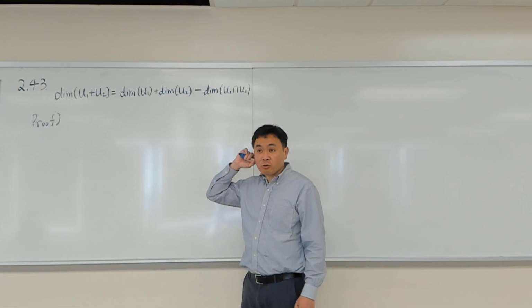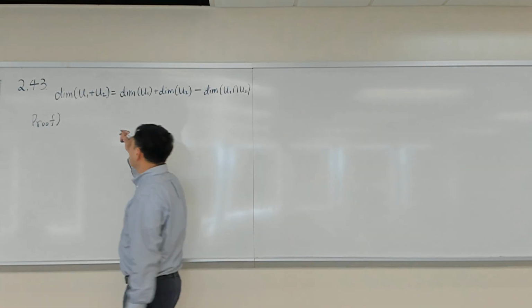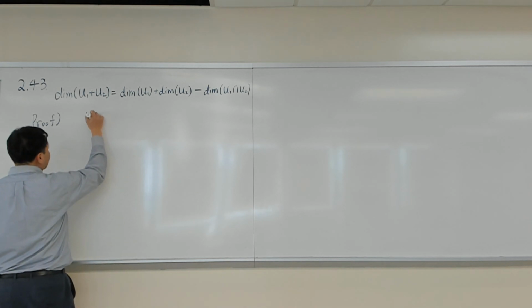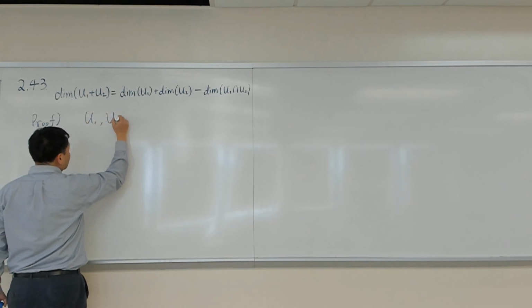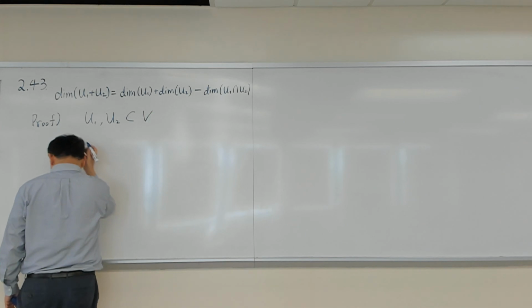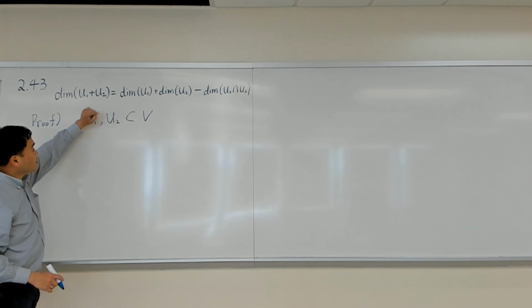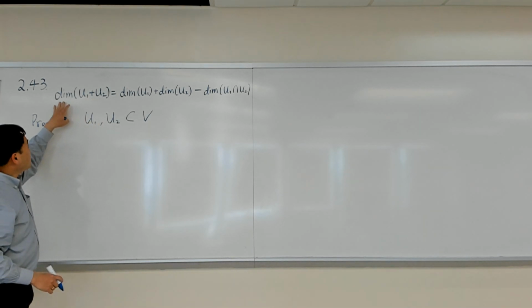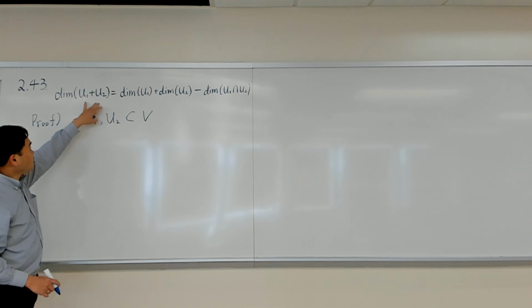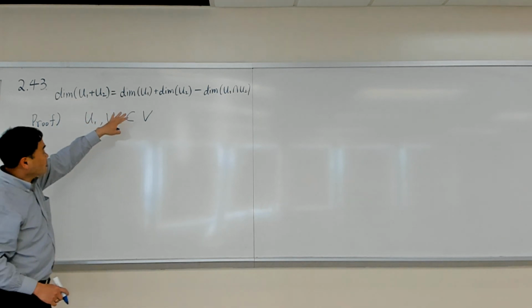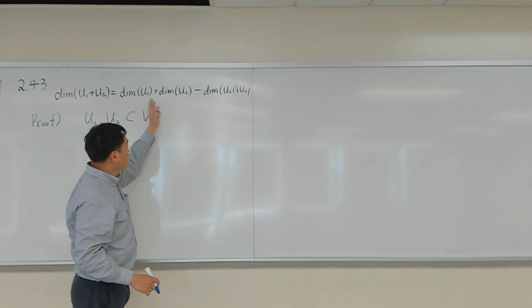Let's suppose that U1 and U2 are subspaces of some vector space V, so that you can define the sum of the subspaces. And if you want to know the dimension of these subspaces, then this is how you get it.